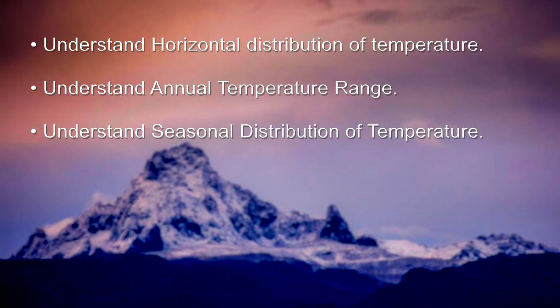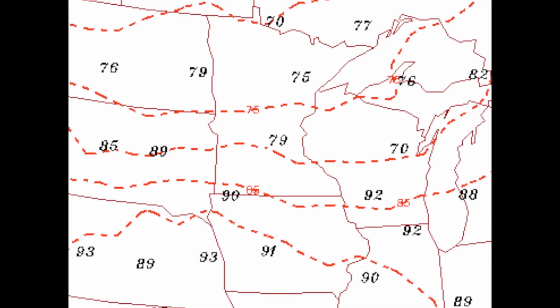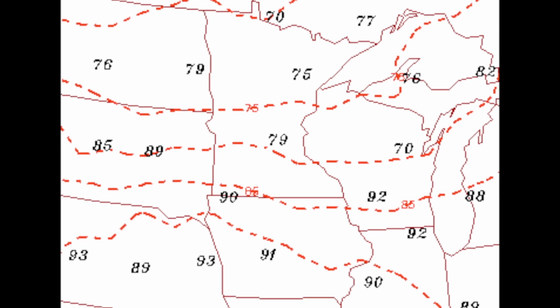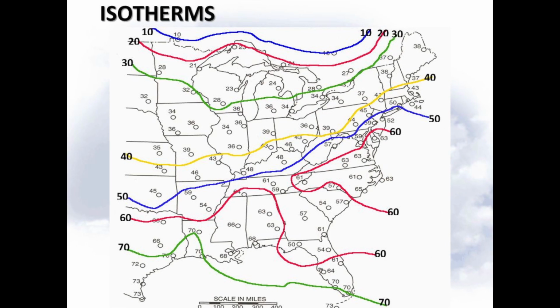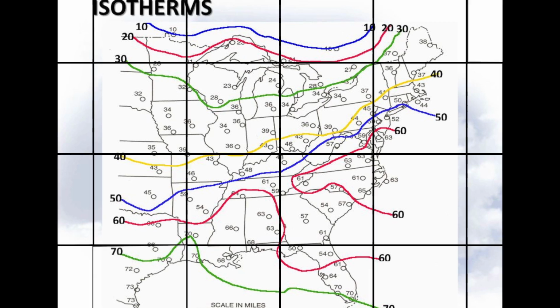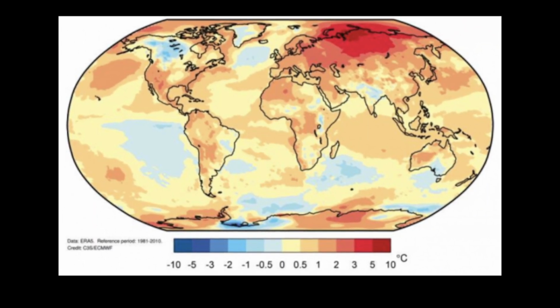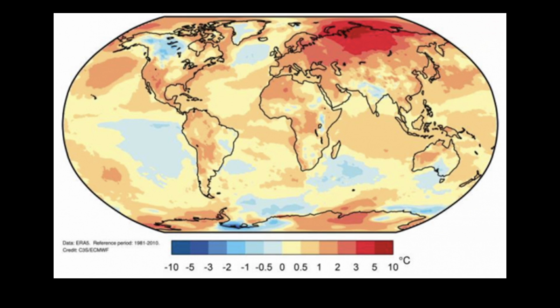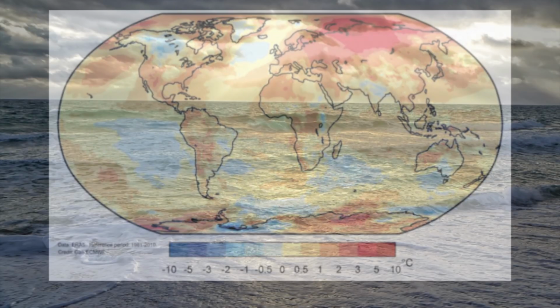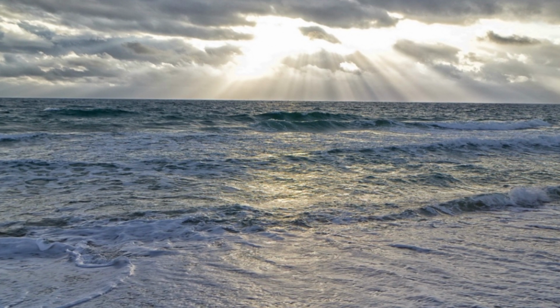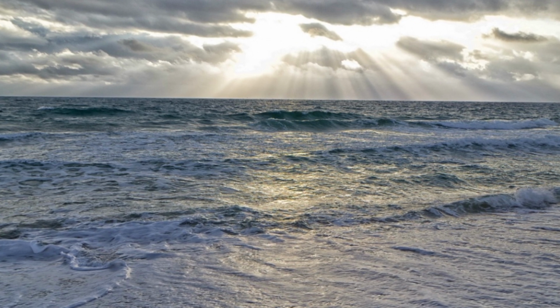After going through this module, you will be able to understand horizontal distribution of temperature, annual temperature range, and seasonal distribution of temperature. On maps, isotherms are commonly used to show the horizontal distribution of temperature. Isotherms are lines connecting points with equal temperature values, generally reduced to their sea level equivalents. Remember that on the continental or world map, the actual observed temperatures are never used. Instead, the temperatures are reduced to the sea level in order to eliminate the effect of altitude.